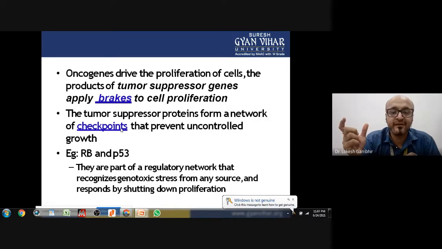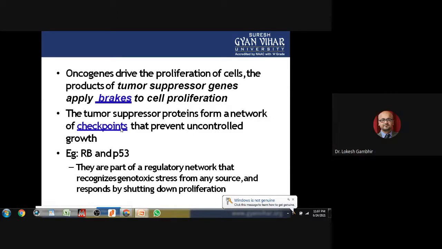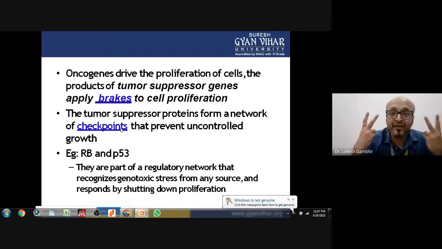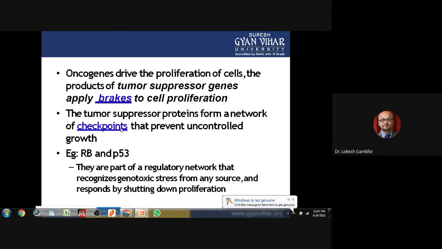And these tumor suppressor proteins, or the products of these tumor suppressor genes, form a coordinated network called checkpoints. For example, the two classical proteins which have been very deeply investigated throughout oncogenesis, whether for apoptosis, cell senescence, autophagy, or tumor microenvironment response, are retinoblastoma and P53, perhaps one of my favorite proteins, P53.